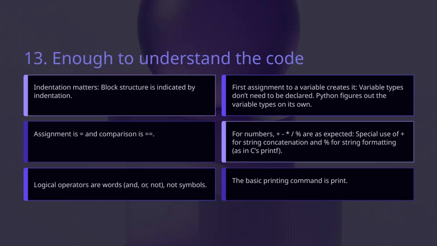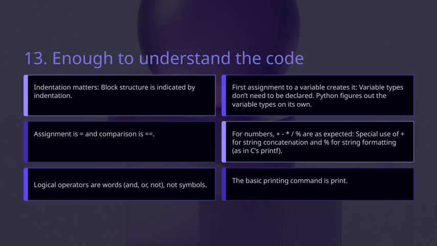All right, let's talk about some key points to understand the code better. First, indentation really matters in Python because it indicates the structure of your code blocks, like loops or conditionals. Next, remember that assignment uses the equal sign, while comparison uses double equals. It's important to keep those straight. When it comes to logical operators, they're words, like and, or, not, rather than symbols, which makes the code a bit more readable.